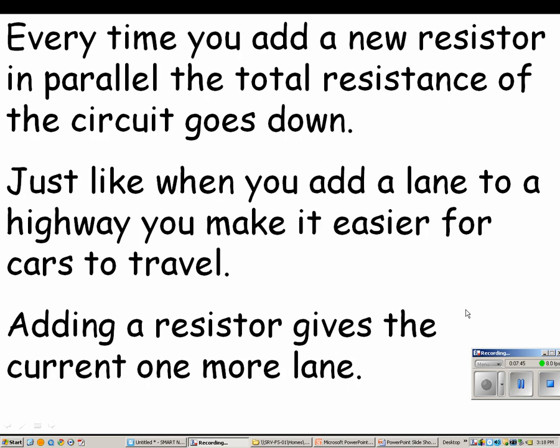Every time you add a new resistor in parallel, the total resistance of the circuit goes down. Just like when you add a lane to a highway, you make it easier for cars to travel. Adding a resistor in parallel gives the current one more lane to travel in, so the total resistance goes down.